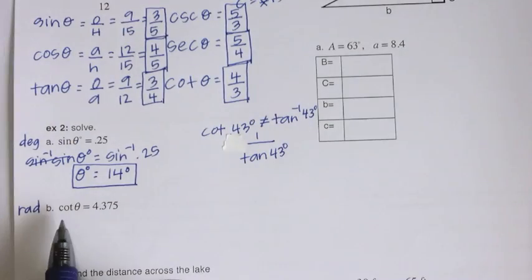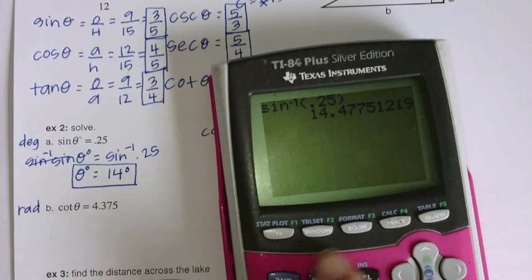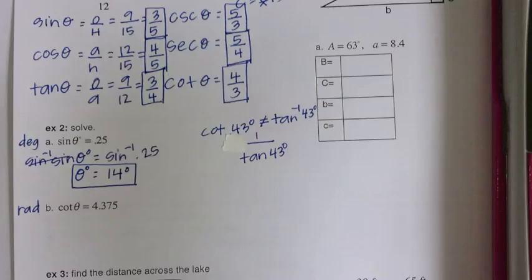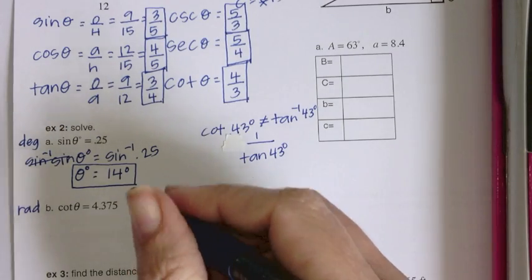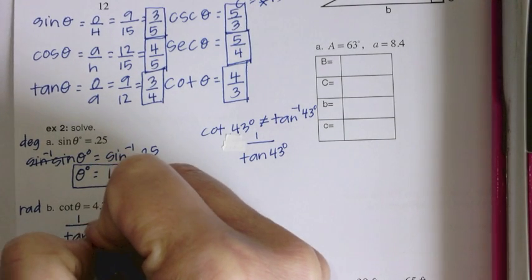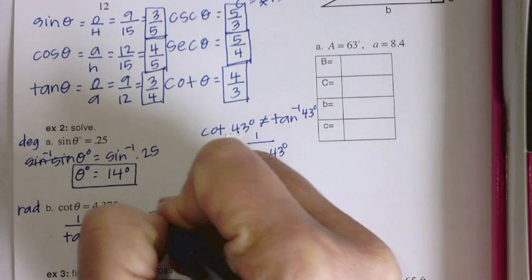Okay, now this one right here, we're going to switch our calculator into radian mode. So we're going to hit mode and go back to radians. And then there is no cotangent inverse, so we just have to manipulate this a little bit. First, we're going to write it as 1 over the tangent because there is a tangent inverse button.